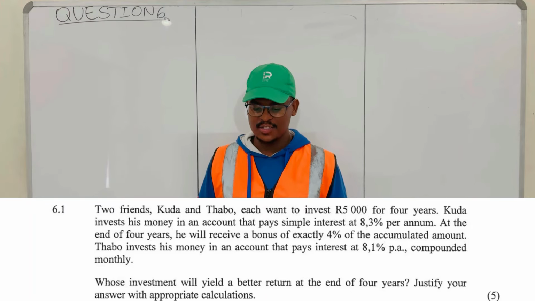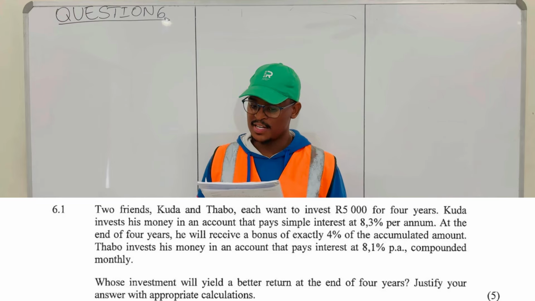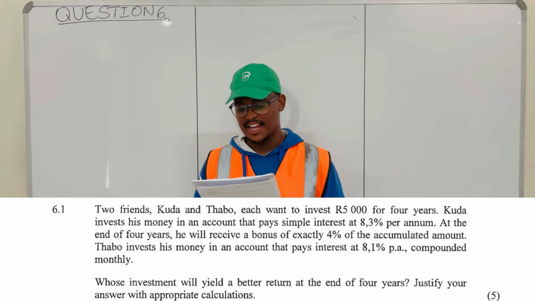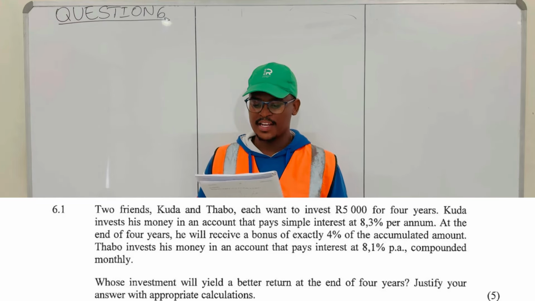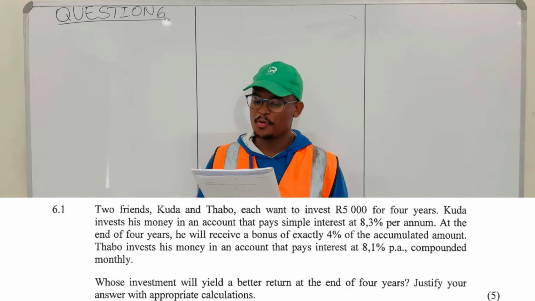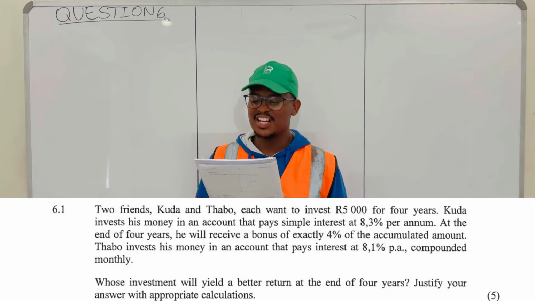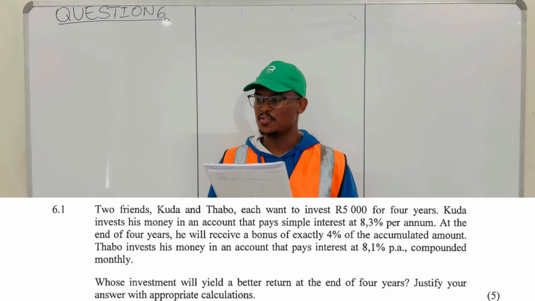Kuda invests his money in an account that pays simple interest at 8.3% per annum. At the end of 4 years, he will receive a bonus of exactly 4% of the accumulated amount. On the other hand, Tabo invests his money in an account that pays interest of 8.1% per annum compounded monthly. Whose investment will yield better return at the end of 4 years? Justify your answer with appropriate calculations.